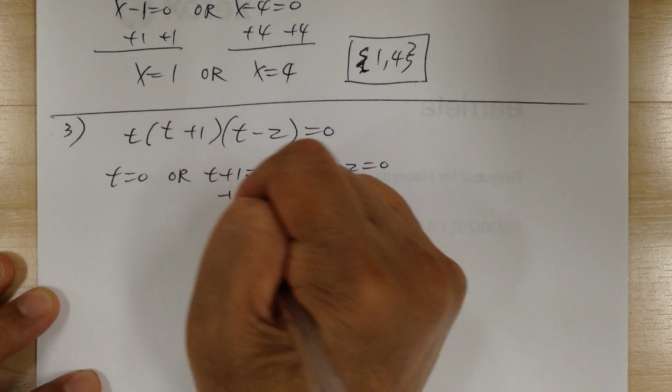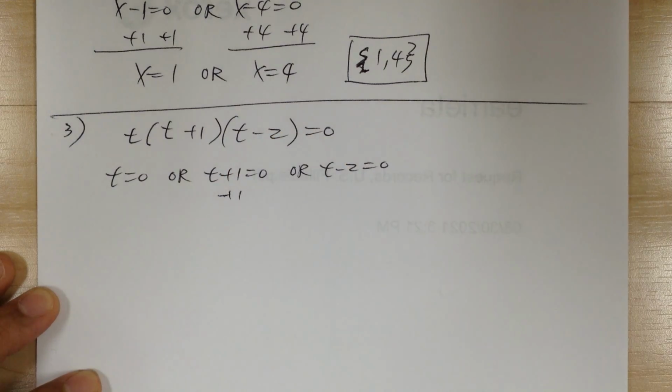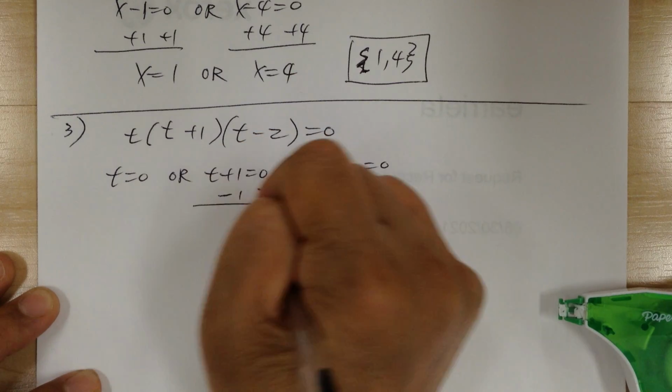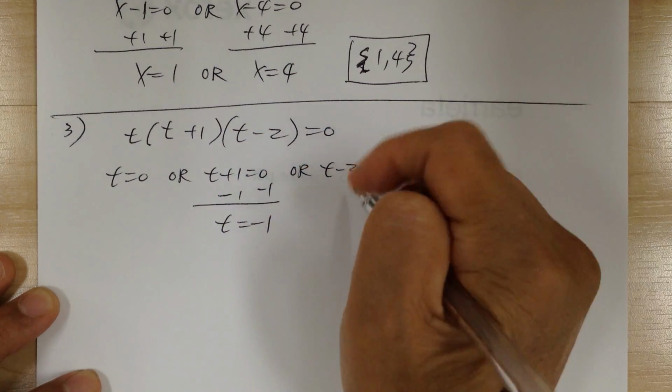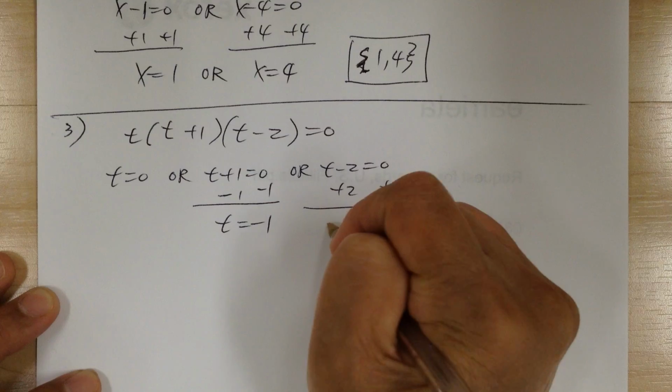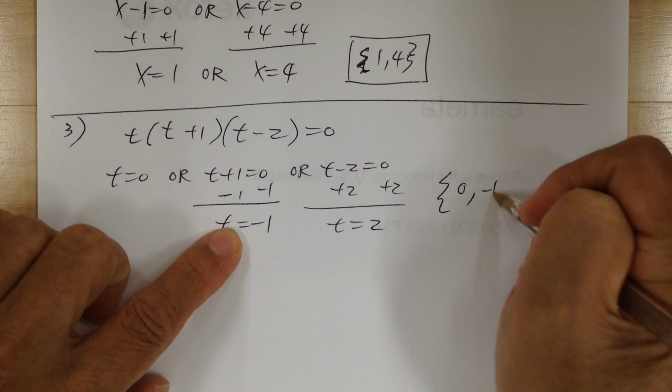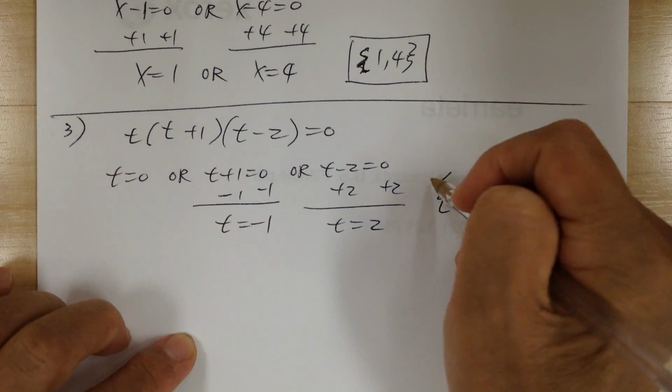And this one, you minus 1 on each side. So you got t = -1. This one you plus 2 on each side. So you got t = 2. Okay? So your answer would be 0, -1, 2.